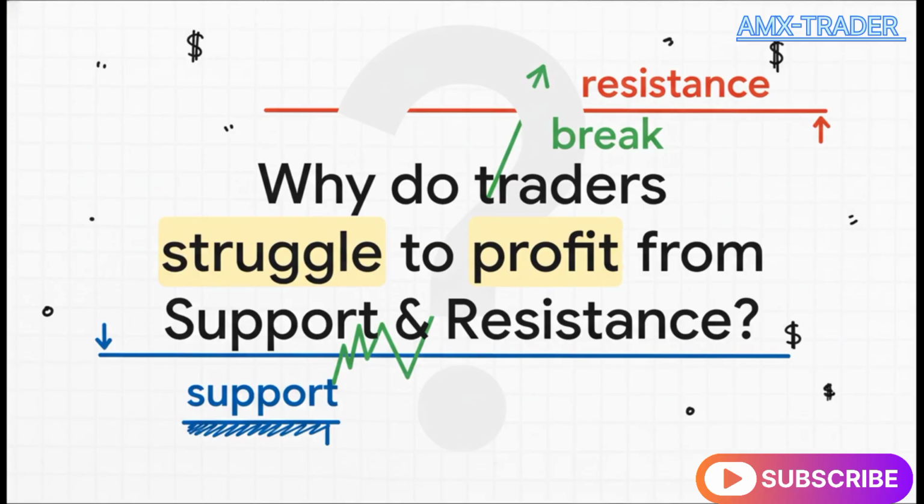Why is it that most traders, even though they know support and resistance are fundamental, still struggle to actually make consistent money with it? Well, the problem isn't the concept itself. It's the lack of a clear, repeatable method for actually using it. And that's exactly what we're going to fix today.